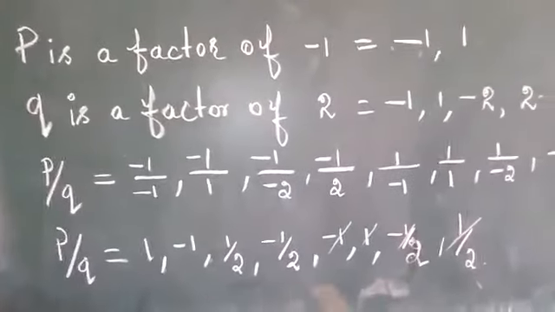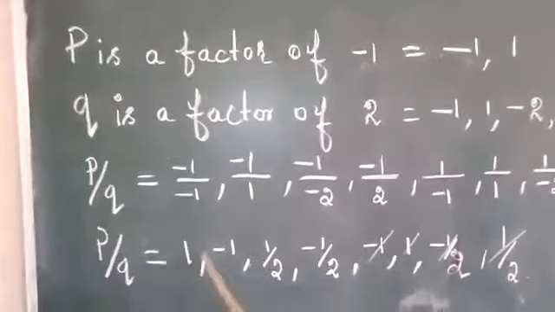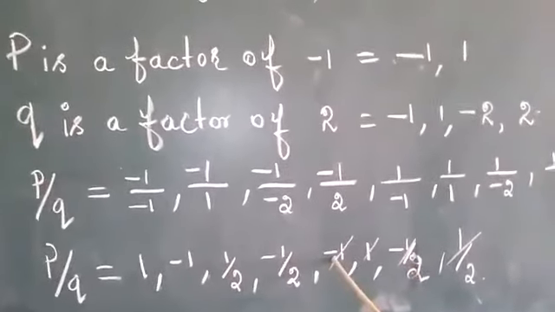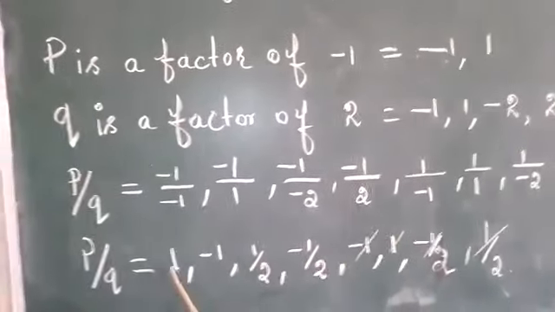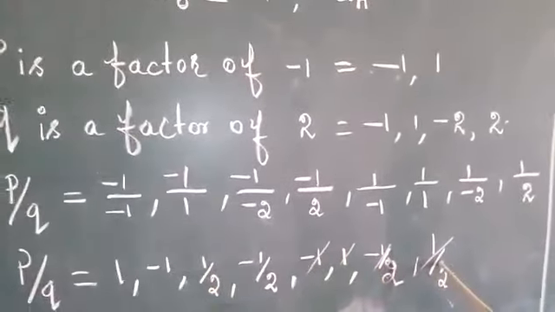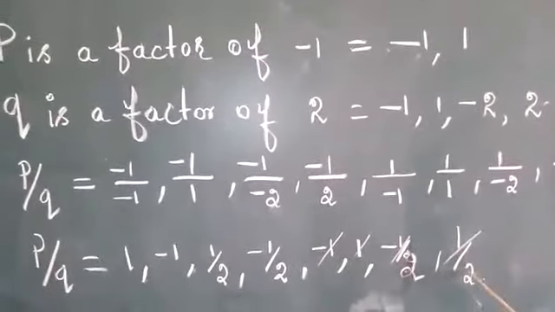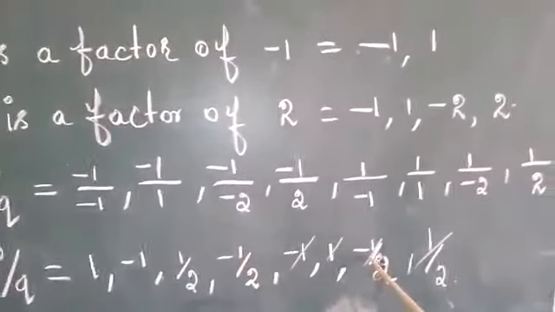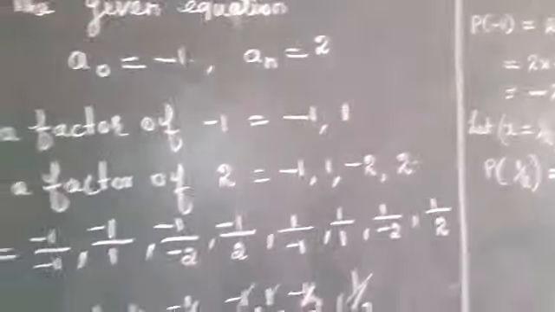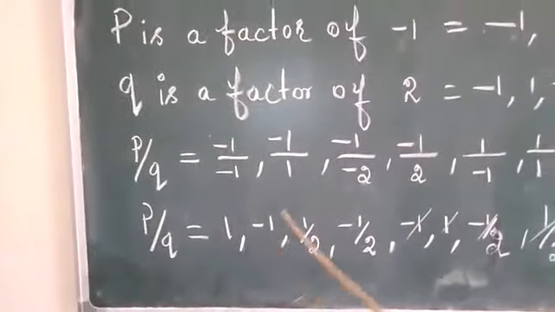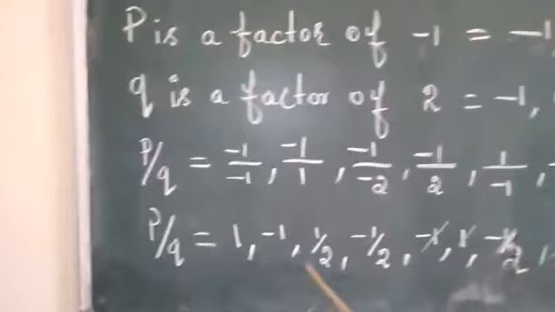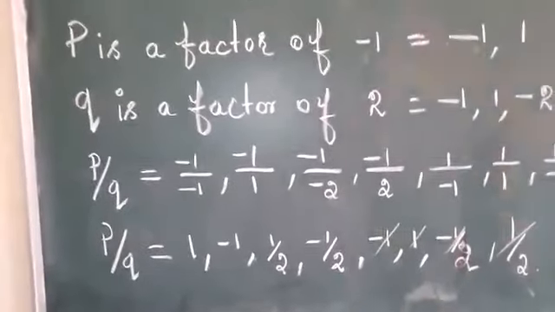Now we are going to cancel the repeated terms. Here 1 is repeated, so you can cancel. Minus 1 is repeated, so you can cancel minus 1. Half is repeating, so we can cancel it. Minus 1 by 2 is also repeated, so you can cancel it. The remaining p by q values are 1, minus 1, 1 by 2, minus 1 by 2. Now we are going to check whether these are rational roots of this polynomial.